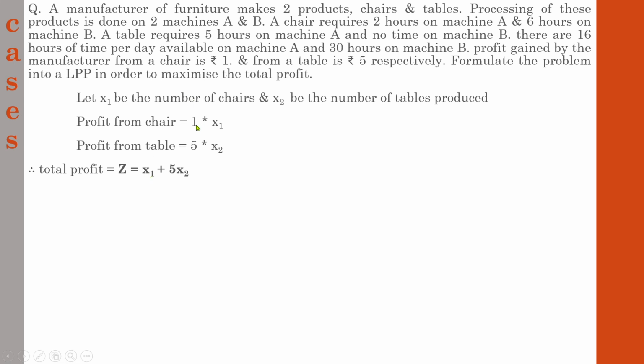If there it was 2, you would have written 2X1. So here it is 1, so we write X1 plus 5 into x2, 5x2. So we have successfully prepared the first step, that is the objective function.